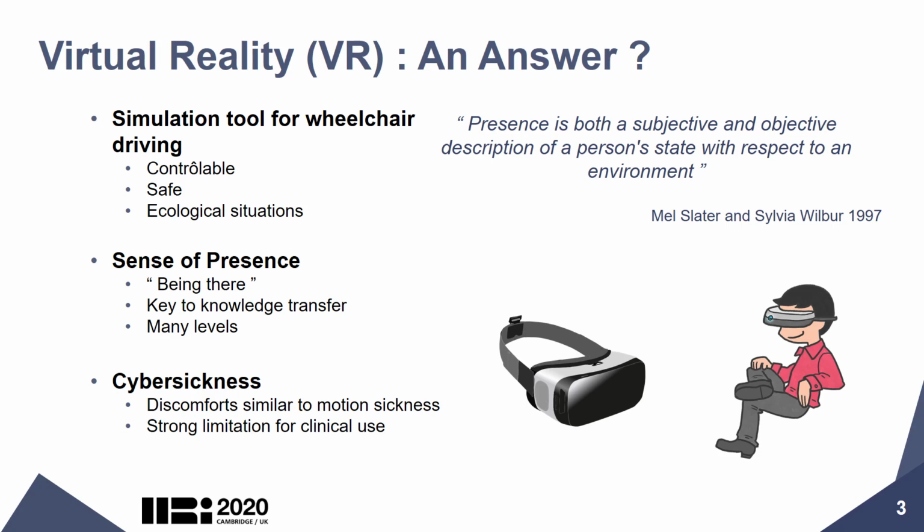The second key to build a good VR experience is cybersickness. It's the VR major drawback when it comes to simulate motion. Cybersickness refers to discomforts similar to motion sickness that arise from cognitive conflicts. For example, when your eye sees a movement that your body and vestibular system do not perceive.